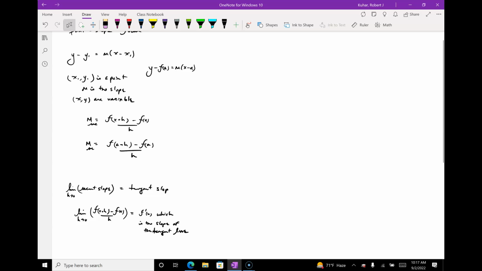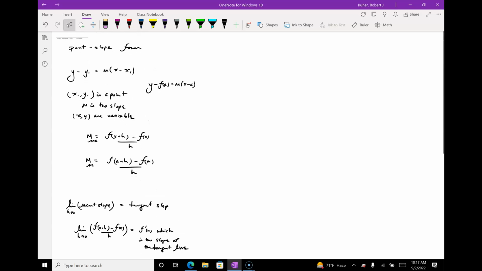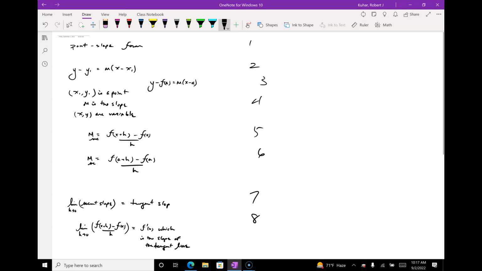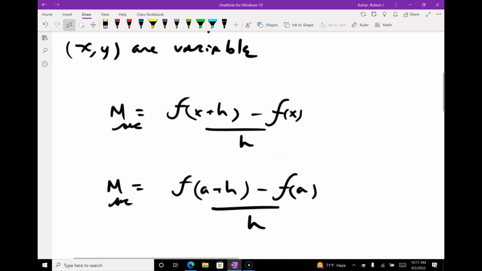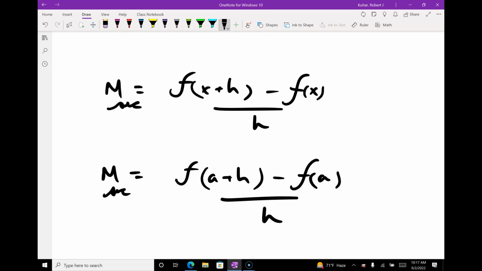Zoom. You want me to zoom somewhere? Let me put numbers on. Okay. 1, 2, 3, 4, 5, 6. Which one do you want me to zoom? 5? One more? Yeah.